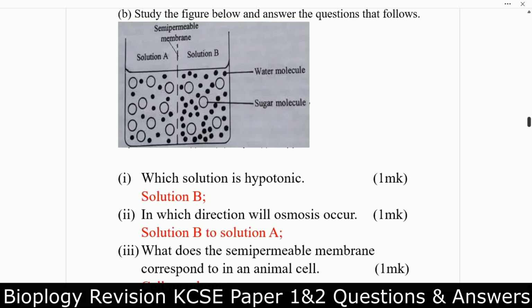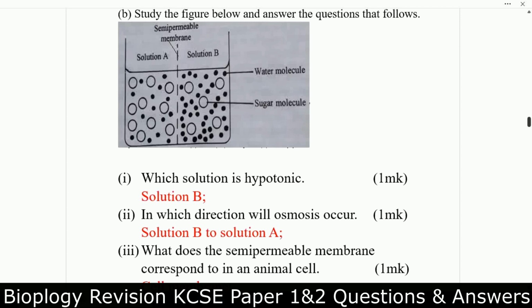You are told which solution is hypotonic. That one is solution B, hypotonic, because it has what? It has more water molecules, which means the concentration is low.